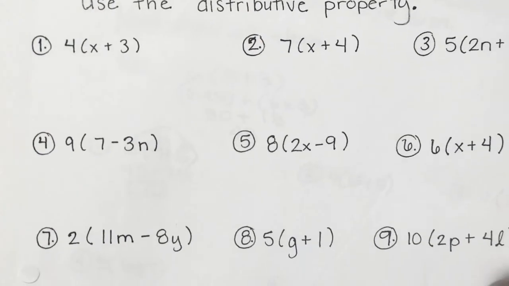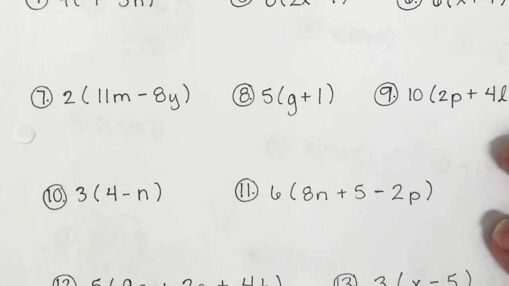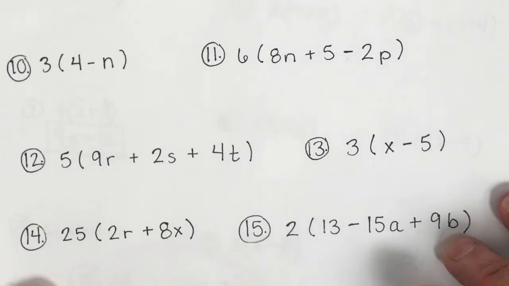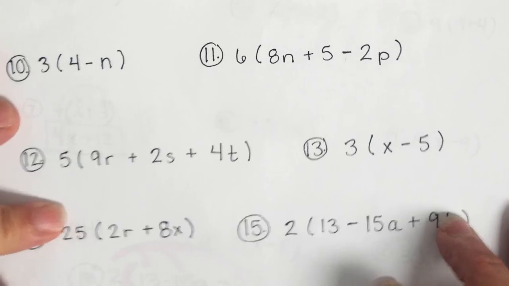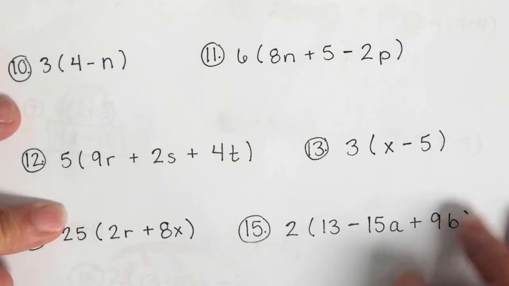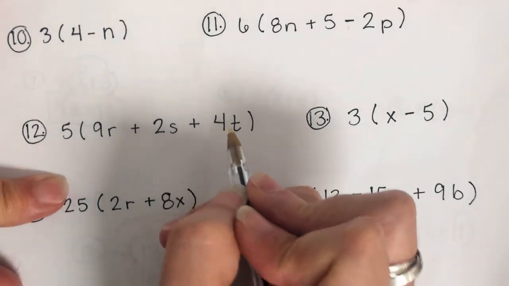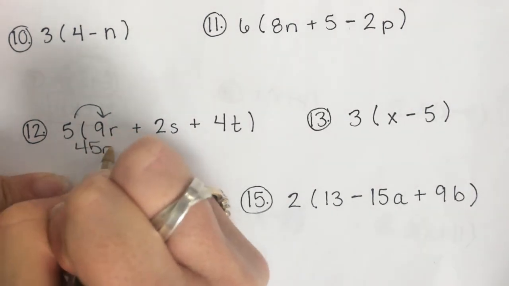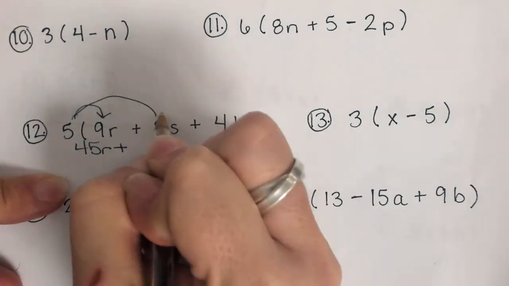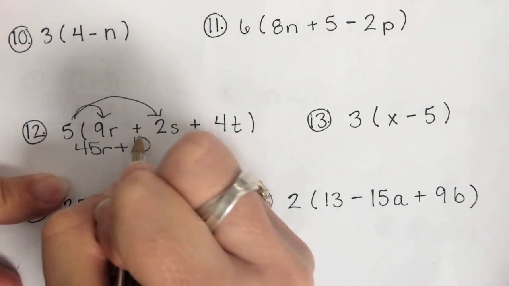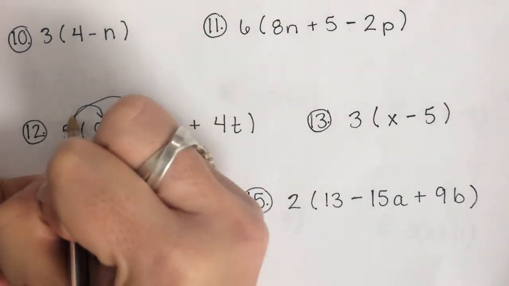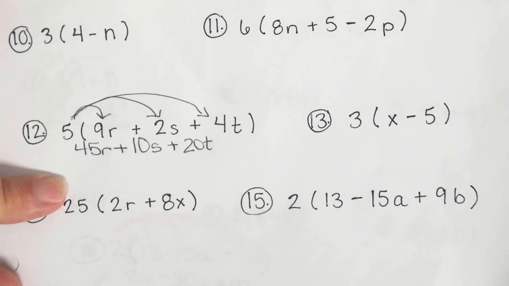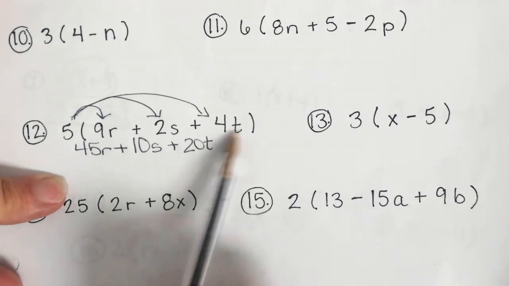You guys who are watching, look real quick at something. You all gasped, just because you started to see longer problems. But I want you to see something. This is the same thing. All you're doing, what's 5 times 9r? 45r. Plus, what's 5 times 2s? 10s. Plus, what's 5 times 4t? 20t. You just did it. Nothing is different. It just had 3 terms in the middle.